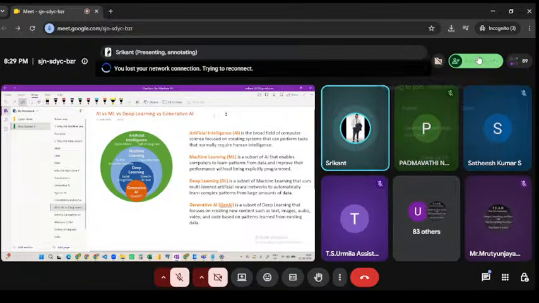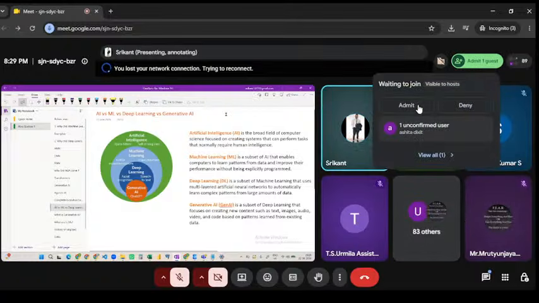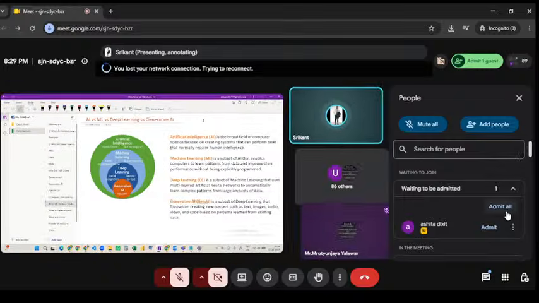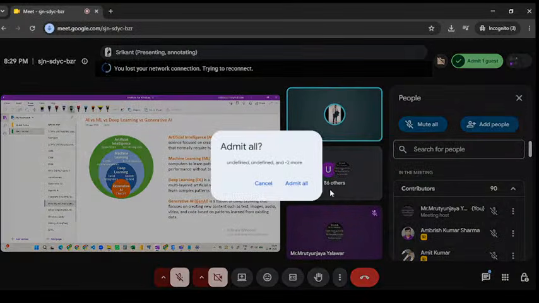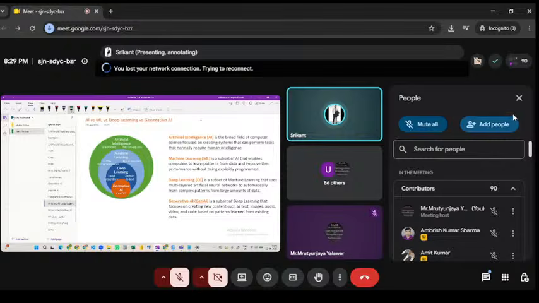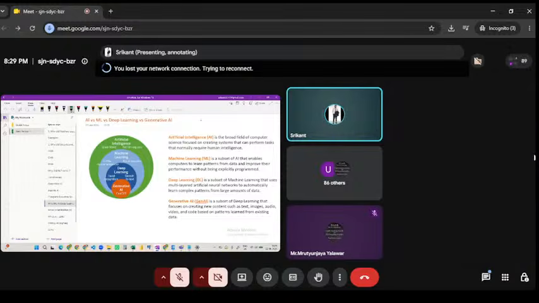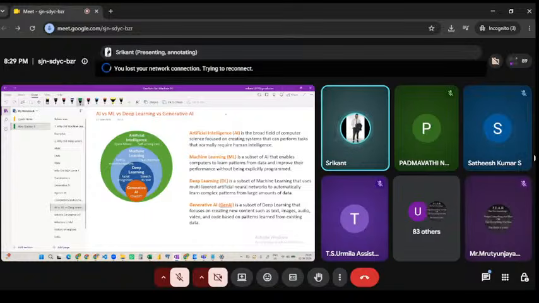So this is the difference among AI, ML, deep learning, and generative AI. AI is the broad field of computer science focused on creating systems that can perform tasks that normally require human intelligence. We have many parts inside AI: machine learning, deep learning, Gen AI, ChatGPT, speech to text, lots of concepts. This is the total broad field.